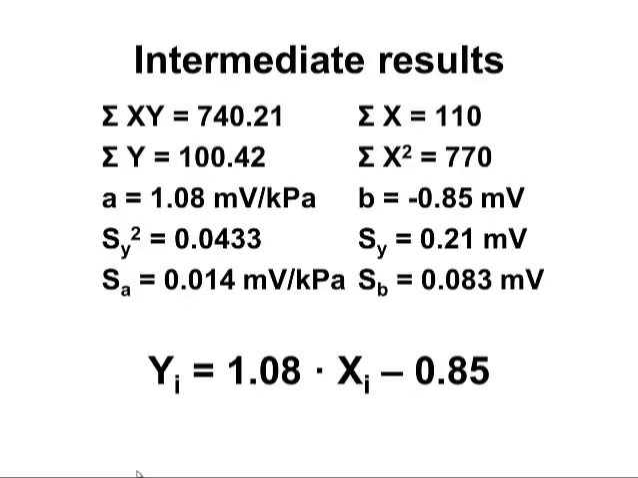The notes give the intermediate values needed to do the calculations. They are summarized on page 3-7 and 3-8 and shown here. What we find is that A equals 1.08 millivolts per kilopascal and B equals minus 0.85 millivolts. So we get the expression y equals 1.08 times x minus 0.85. But we're not done yet.